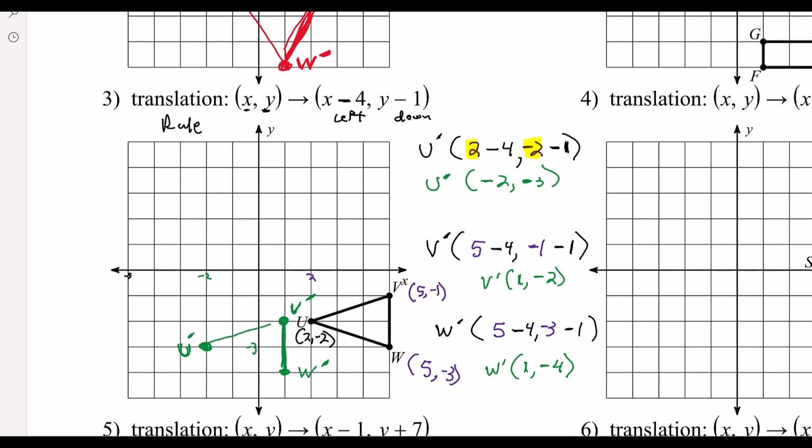And then we connect those points. Yep, that's a translation. We went down 1, we went over 4 for each of those points. All right, that's it for translations.